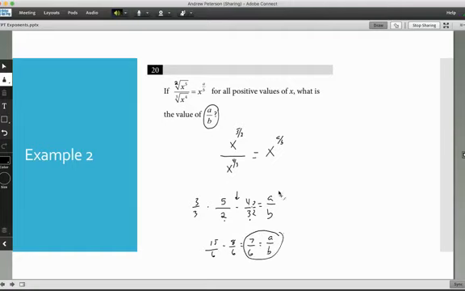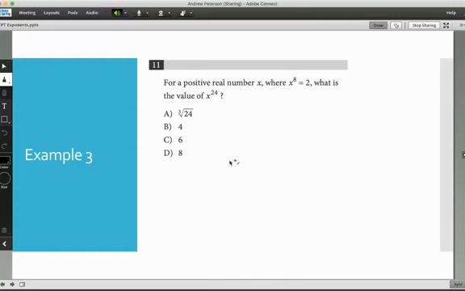Now, this was a grid-in question, so there weren't any multiple choice answers to go by, but we do know that we need a numerical answer, and 7 over 6 is that answer. All right, we've got 2 more questions to go. We're doing great. Let's check this one out.